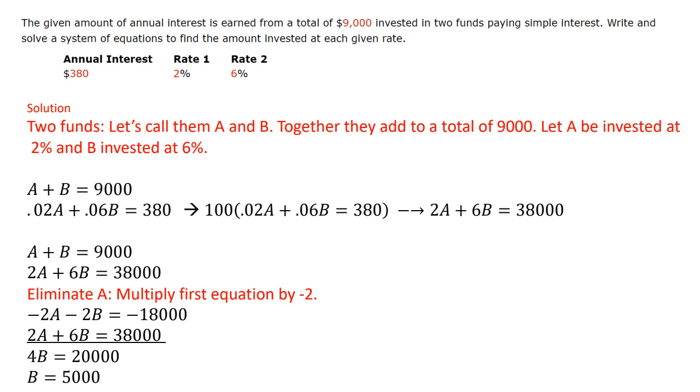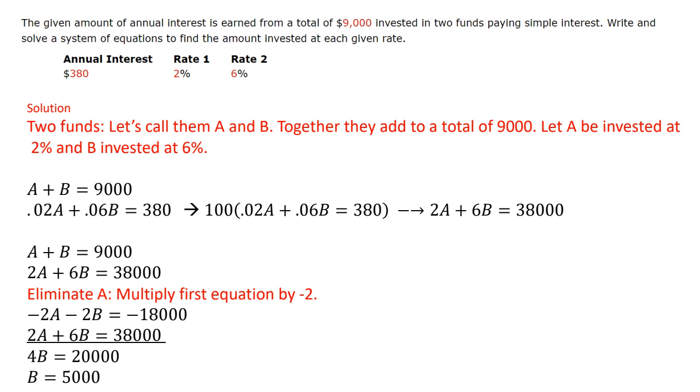So negative 2A plus 2A is 0, eliminated. Negative 2B plus 6B is 4B. And negative 18,000 plus 38,000 equals 20,000. Divide by 4 on both sides, so B is equal to 5,000. So I just found out what my second investment was. My B is going to give me a total of $5,000.